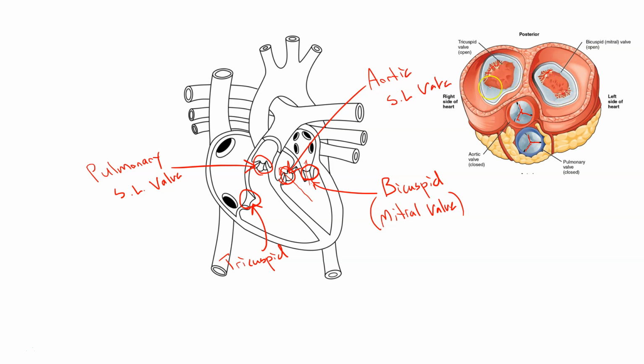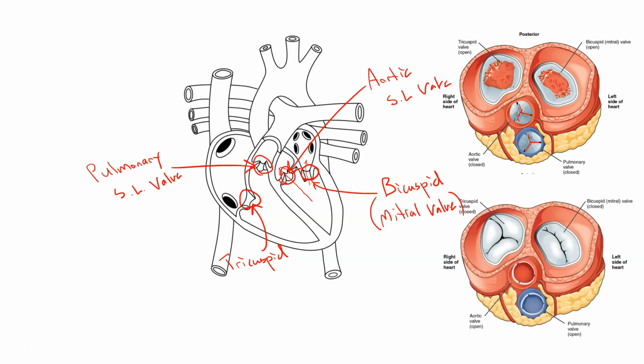The AV valves will open first and allow blood to go from the atria into the ventricle, and then shortly thereafter, when the ventricles contract, it actually forces these valves closed, and then blood will now eject through the two openings of the great vessels, the aorta and the pulmonary trunk. Here's a good view where you can see there are two cusps, or two flaps, to the bicuspid, and three cusps to the tricuspid. I don't know exactly what the functional significance of that is or why that is the case, but if you're curious, figure it out and let me know.